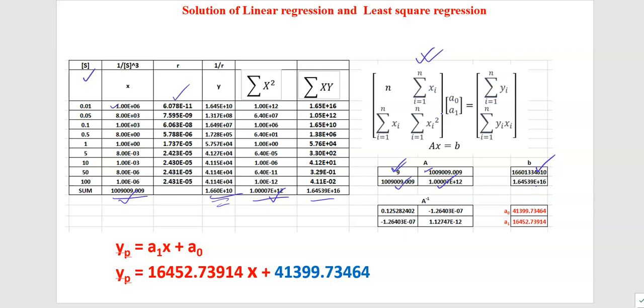Now first we have to do the inverse of this matrix, so use MINVERSE in Excel. So we can get the inverse of the matrix. Then if we multiply A inverse with B, we will get these coefficients. So that is a0 first and a1 this one. a0 is 41399.73464 and a1 is 16452.73914.